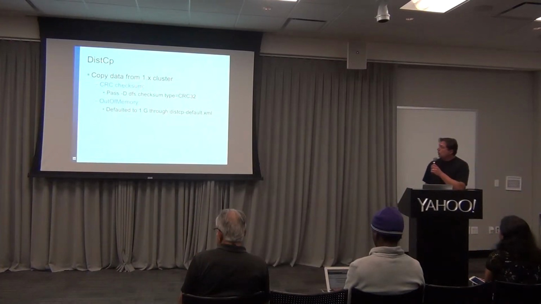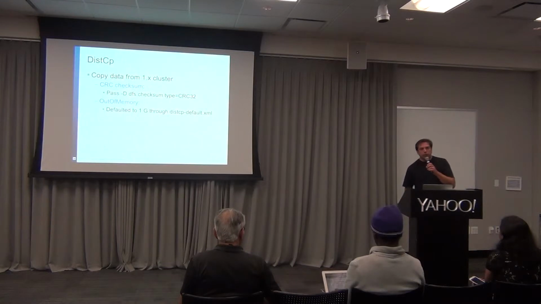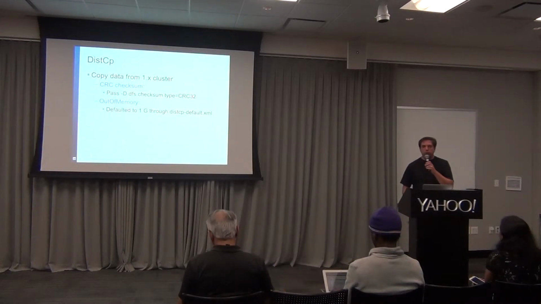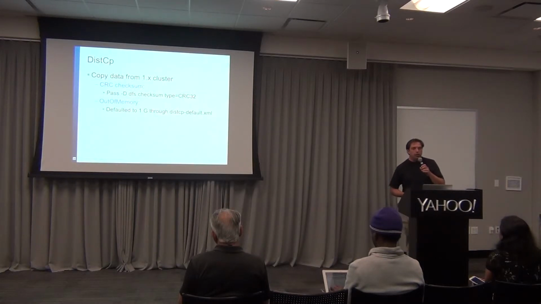Good evening. Initially, after setting up a Hadoop 2 cluster, one of the first issues we had was getting data onto it. We were using DistCP to copy data from Hadoop 1 to the new Hadoop 2 cluster, and we ran into CRC checksum errors. There are several JIRAs documenting it. Essentially, the CRC checksums changed between Hadoop 1 and Hadoop 2. Hadoop 1 used a CRC32 checksum. Hadoop 2 uses a CRC32C checksum.